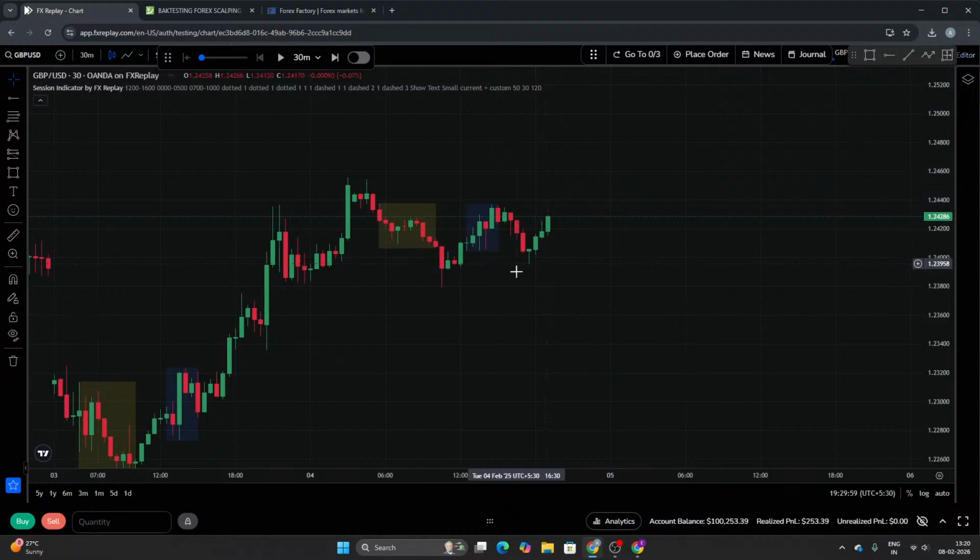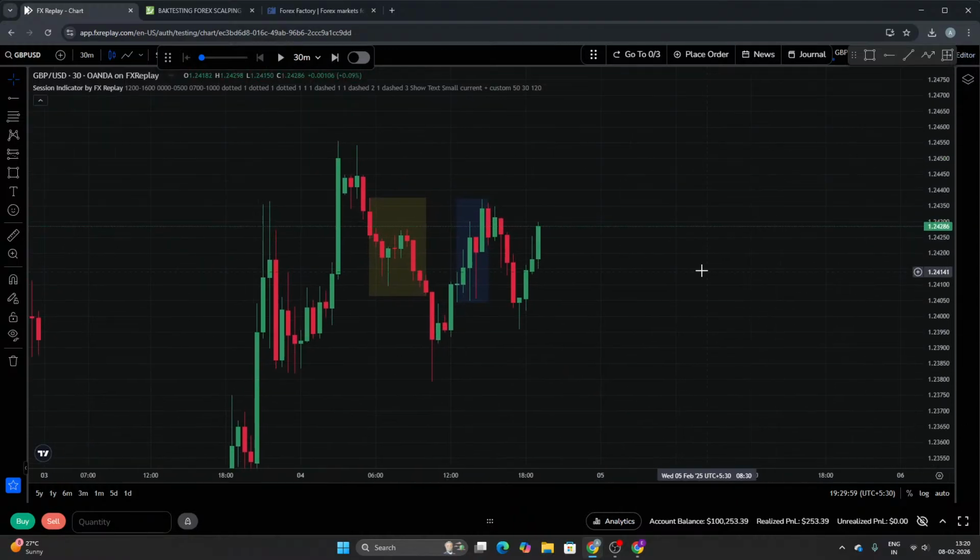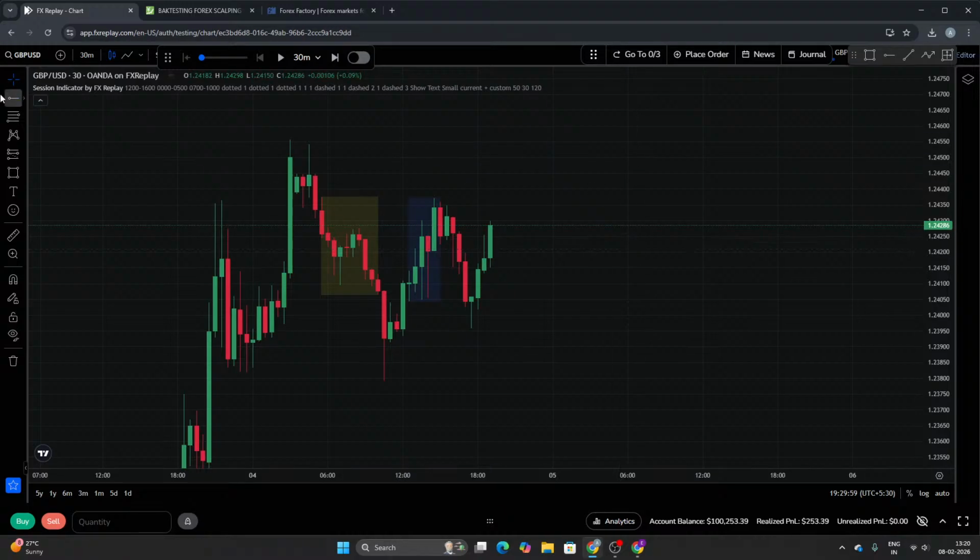Perfect. Perfect. So if we look at this point, I have a high resistance. Clear high resistance at this point which was swept. No, actually, first I should mark key levels. This is my London range.